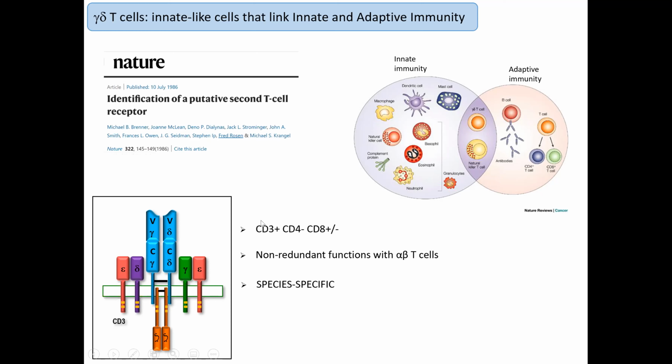They are CD4 negative, although we will come back to this point later. And there are some populations that can express CD8. A very key issue with the gamma delta T cells is that they are species specific. And so, with the lack of a mouse model that allows us to study their immunobiology, the field has been a little slow in that regard.